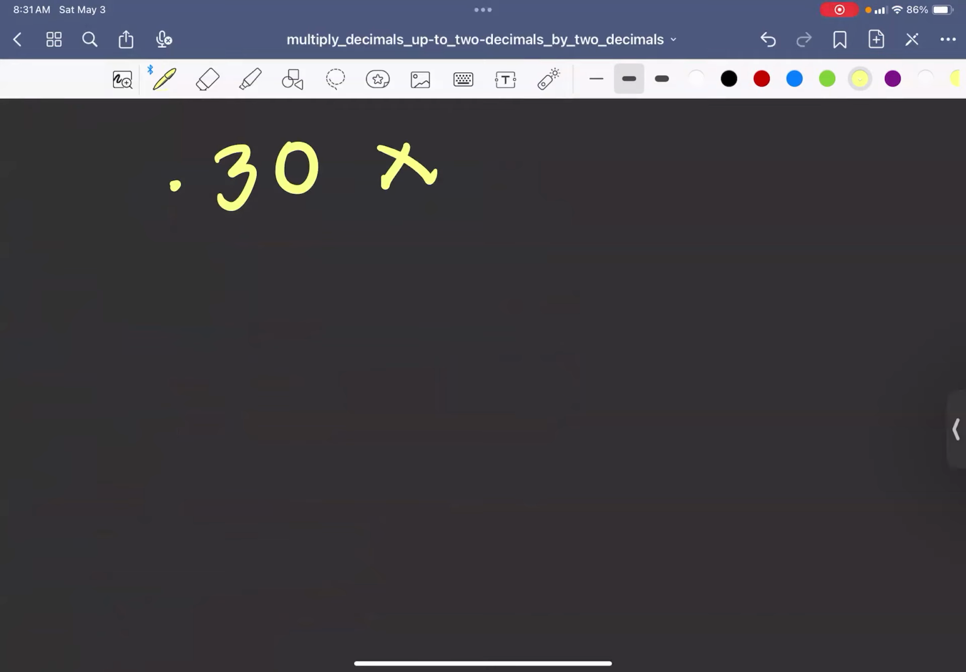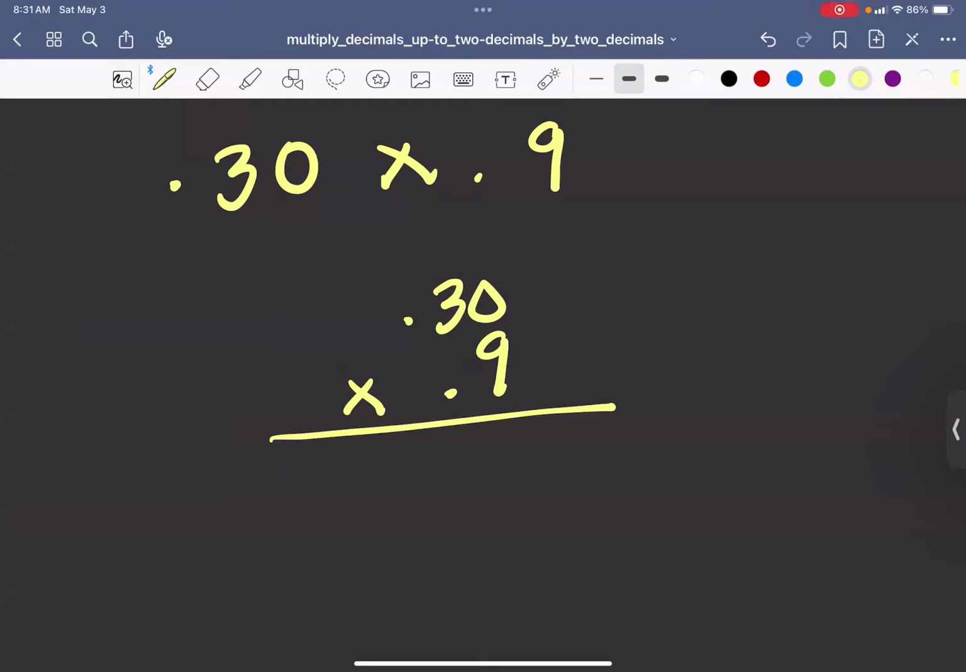0.30 times 0.9. So I'm going to line this up vertically. Let's see, how many times was the decimal moved? In this one, it's supposed to be here. It was moved 1, 2. I'm going to put 2 here. Here it was moved. It's supposed to be here. It was moved 1 time. I'm going to move the decimal a total of 3 times when I get my final answer.